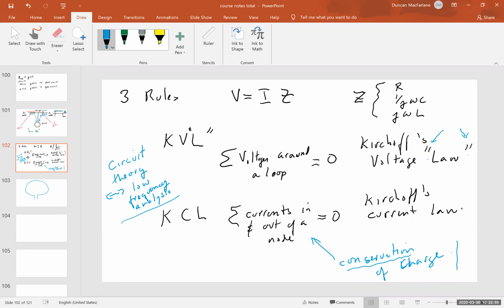Okay, so would that apply to Kirchhoff's voltage and current law then? Kirchhoff's current law always holds, because it's fundamentally related to conservation of charge. Kirchhoff's voltage law only holds at low frequencies.